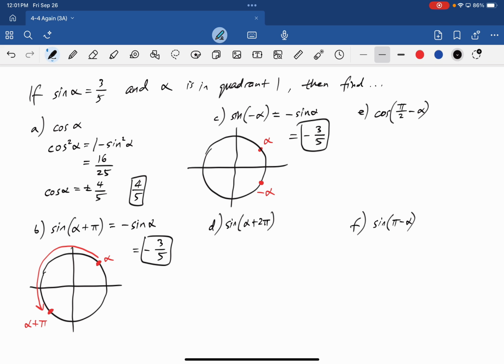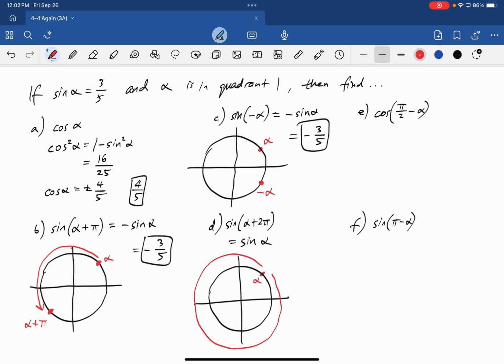Questions up to here? Okay, sine of alpha plus 2 pi. Whenever we add a multiple of 2 pi to the argument, that doesn't change the value of sine, right? So this is equal to sine of alpha. You can also see this from the unit circle very easily. If alpha is here, then alpha plus 2 pi is also at the same point, right? So that doesn't change sine at all. So sine of alpha is 3/5.